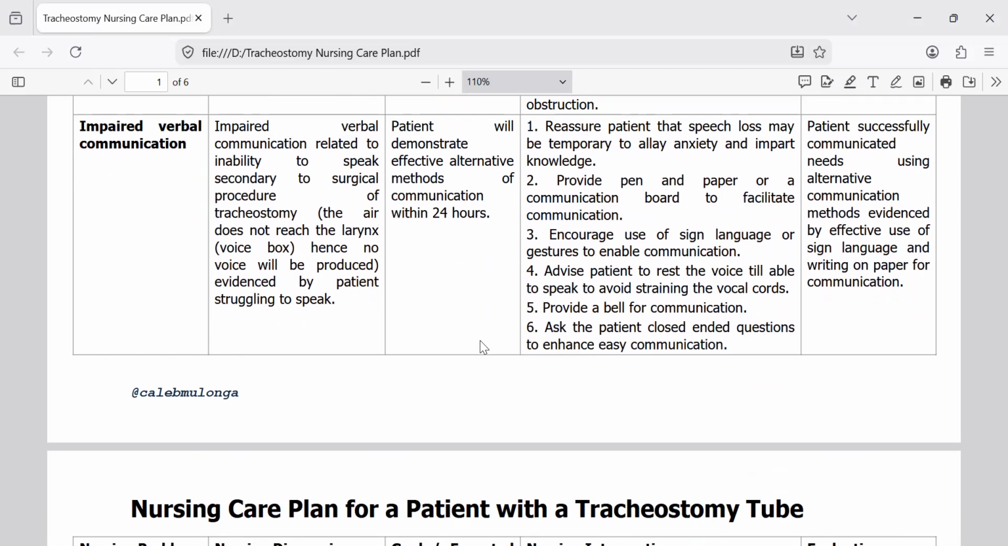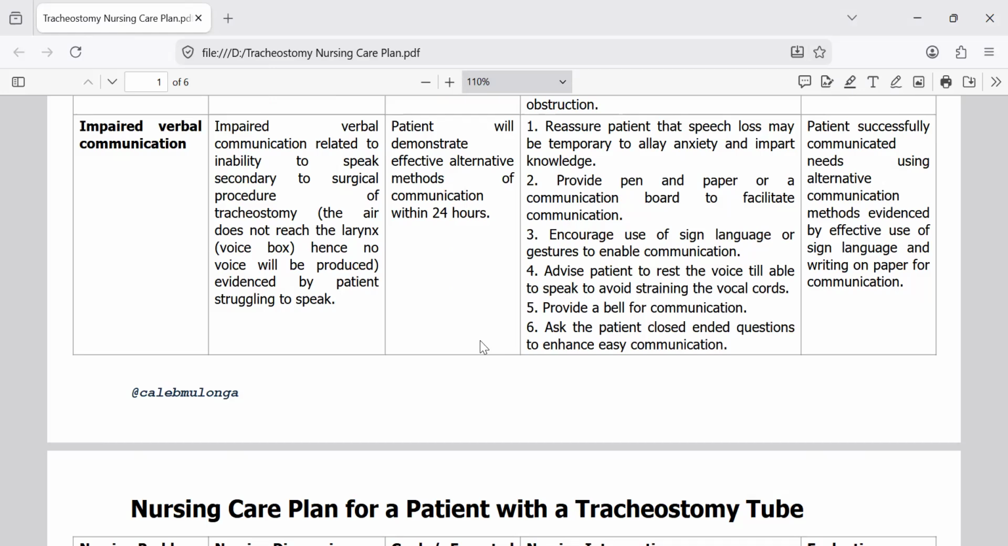Impaired verbal communication. So you understand that because there is a tube in the throat, you will find that there will be difficulty for air to reach the larynx. The way it works, for sound to be produced, air has to reach the larynx. So because there will be difficulties for air to reach that side because of this surgical incision and the tracheostomy tube, the patient will be unable to communicate, or their verbal communication will not be accurate.